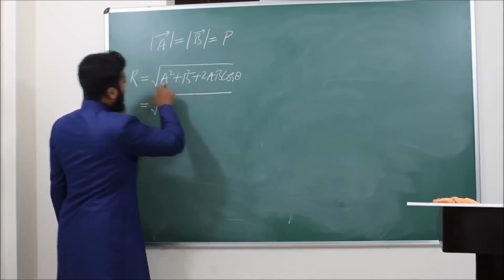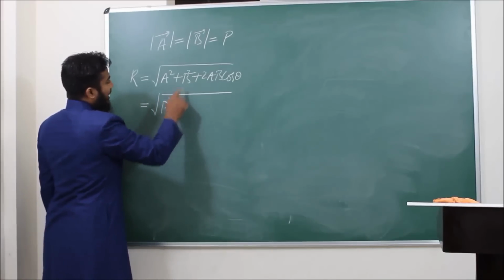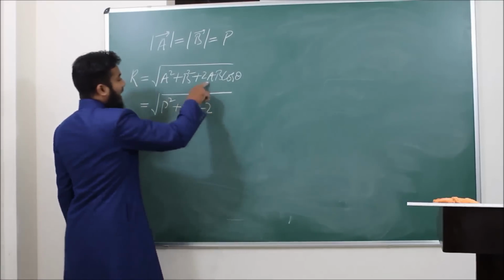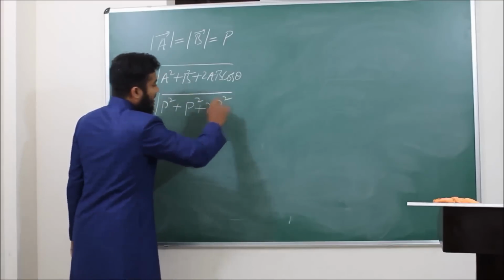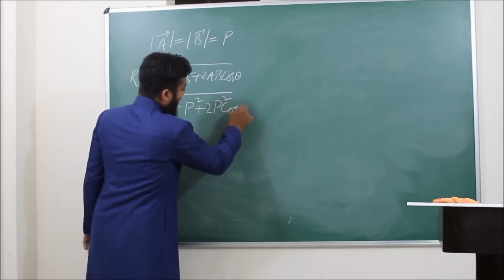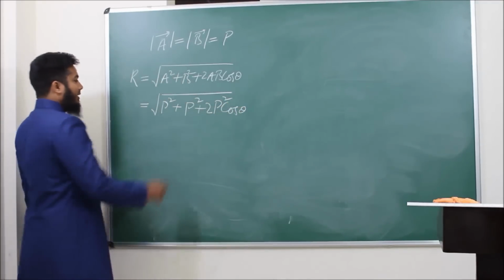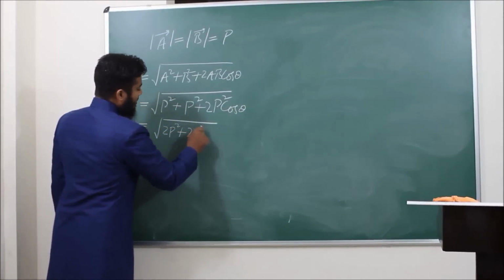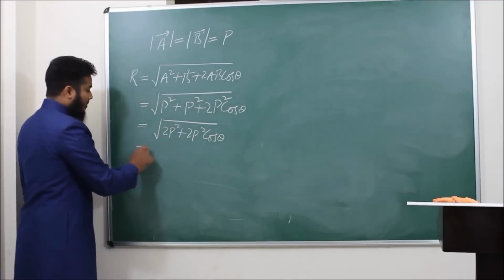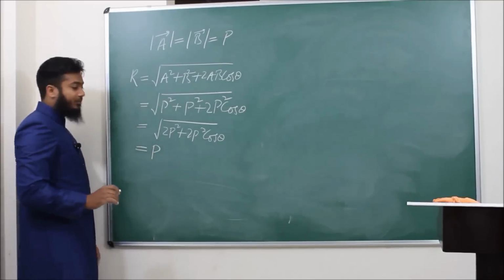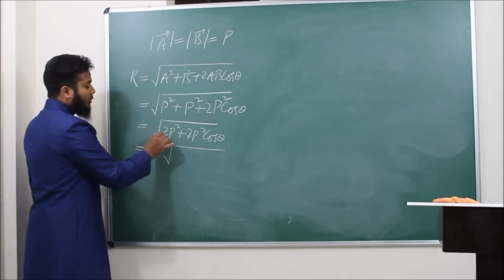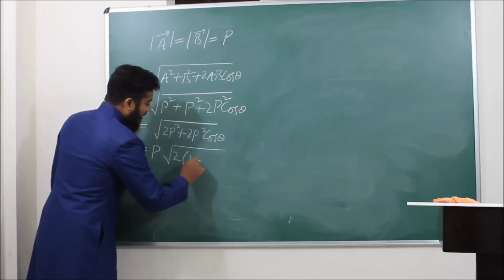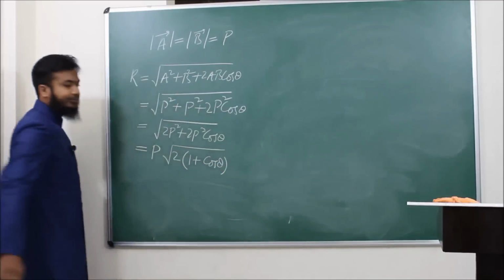Then a can be written as p, so this is p square, and b is also p, so this is again p square, and then 2 times a into b, both are p, so 2 times p square and cos theta. Now this will become 2p square, so 2p square and 2p square cos theta. I can take p square common and it will come out of the square root and become just p. Then under the square root we have 2 and 2 cos theta. Then take 2 common, and in the bracket you will have 1 plus cos theta.